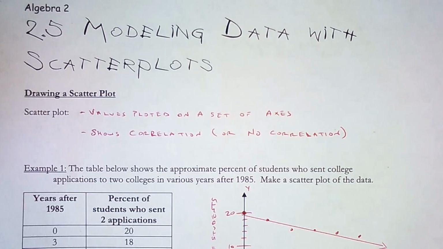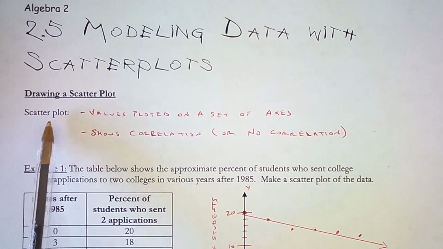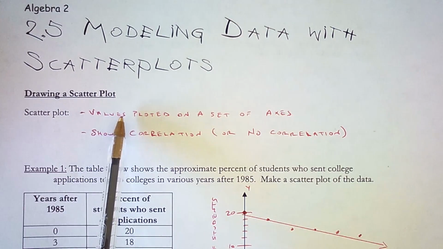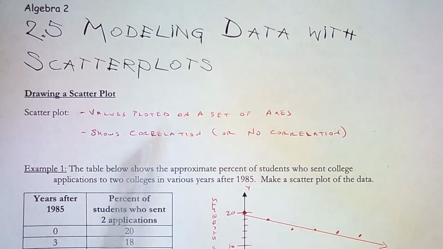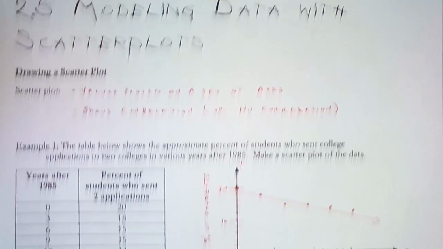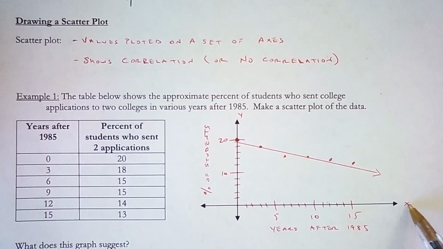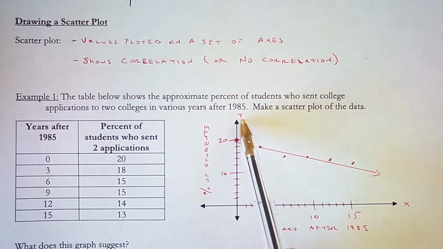Welcome back. In today's video, we are going to talk about scatter plots and a line of best fit, and we are going to use the graphing calculator to determine the equation of a line of best fit. So to start, let's talk about what a scatter plot is. It is x and y values plotted on a set of axes. So we've got an x-axis and a y-axis. So here's an example. I've got my horizontal x-axis and my vertical y-axis.